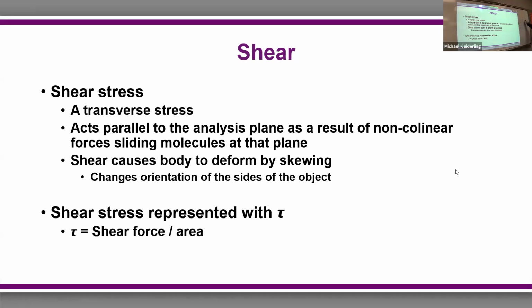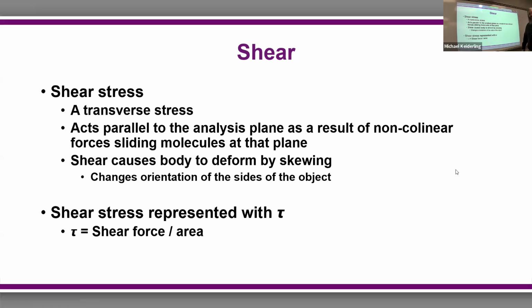And this is the force of shear over the area. And shear causes a body to deform by skewing. A good example of that is if you take a deck of cards and you push on the top of it, the whole thing sort of skews over. The top slides over, the bottom stays in place.